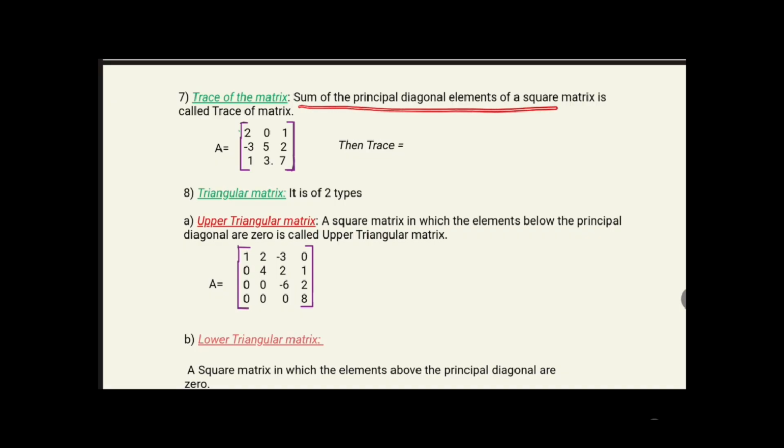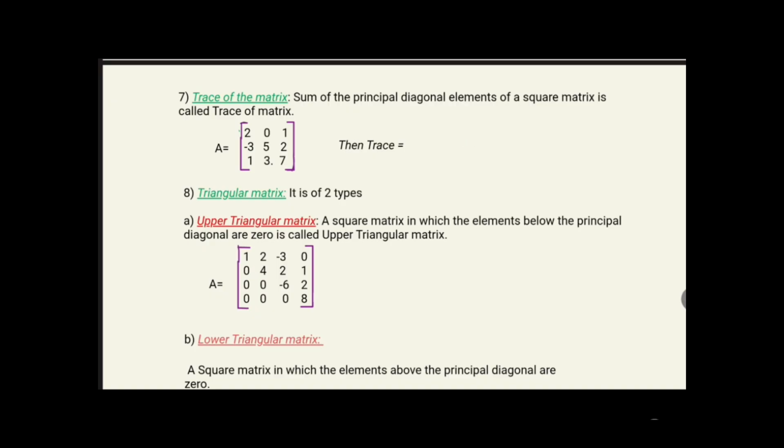Now coming to the trace of the matrix. The sum of the principal diagonal elements of a square matrix is called the trace of the matrix. That means we have to add the principal diagonal elements. What are the diagonal elements here? 2, 5, 7 are diagonal elements. So I will add all those 3 elements, that is 2 plus 5 plus 7, which is nothing but 14. 14 is the trace of the given matrix.